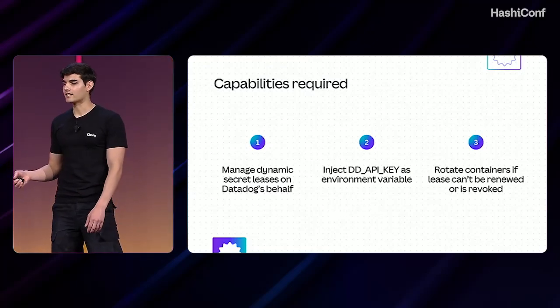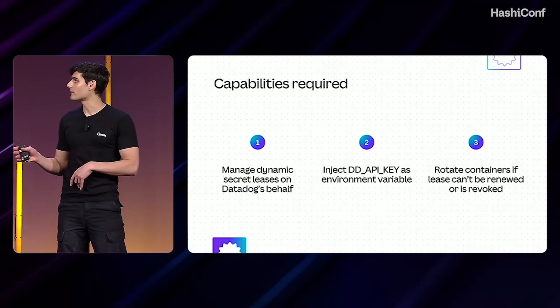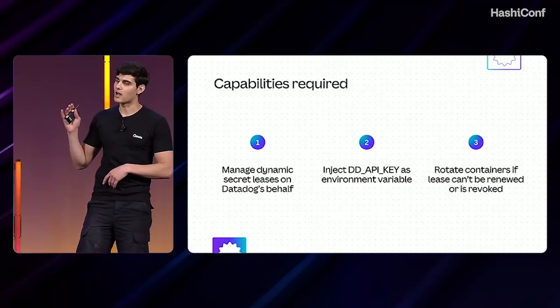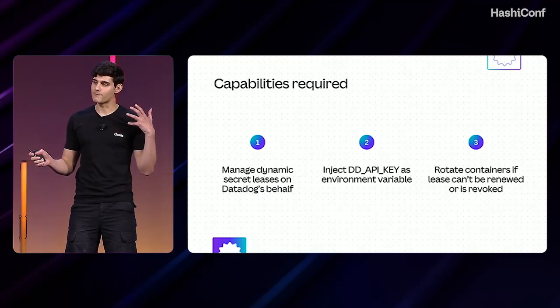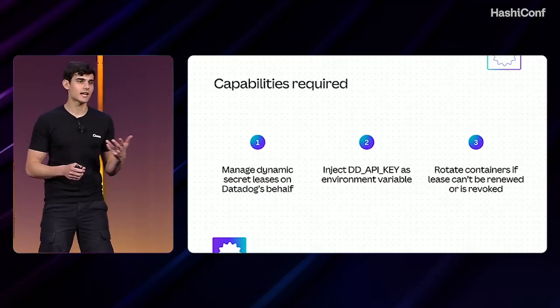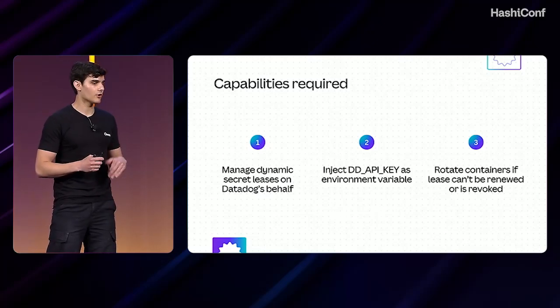So with this understanding, we've got our third and final required capability for the Vault CSI provider, Vault agent injector, or Vault secrets operator. Whatever we choose, we know that it must have the ability to rotate the container in the event that a lease can't be renewed or has been revoked.